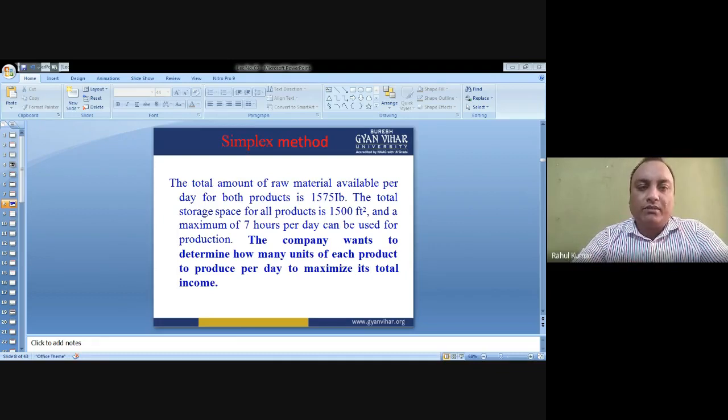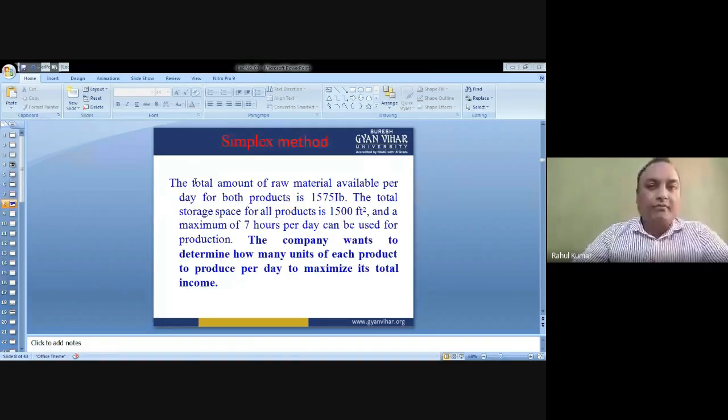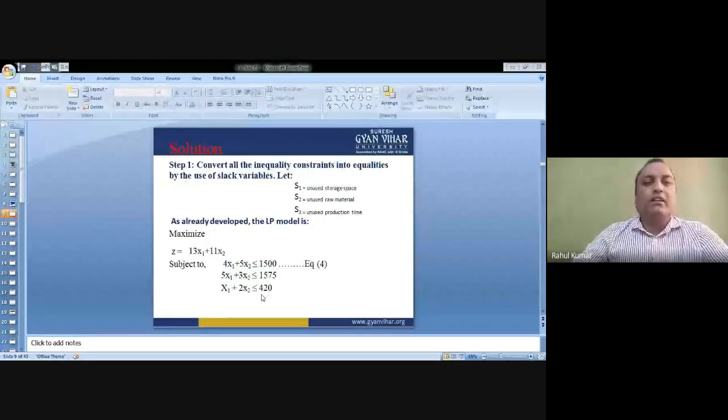And the company wants to determine how many units of each product to produce per day to maximize its total income. Okay, to maximize its total income. For this case, these are the constraints given by the question, and just follow step number 1.